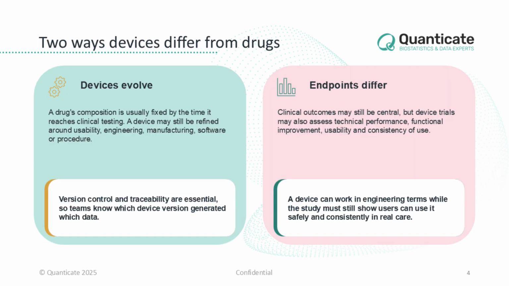One important difference from drug development is that devices can evolve through controlled refinements. A drug's composition is usually fixed by the time it reaches clinical testing. A device may still be refined around usability, engineering, manufacturing, software, or procedure. This makes version control and traceability essential.